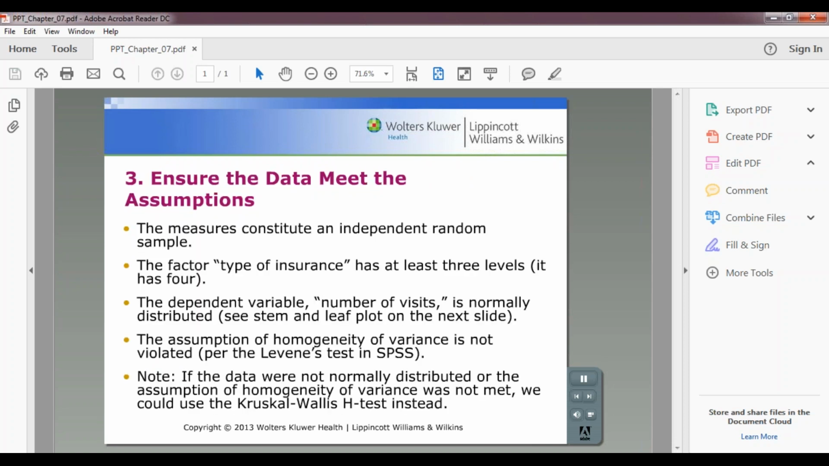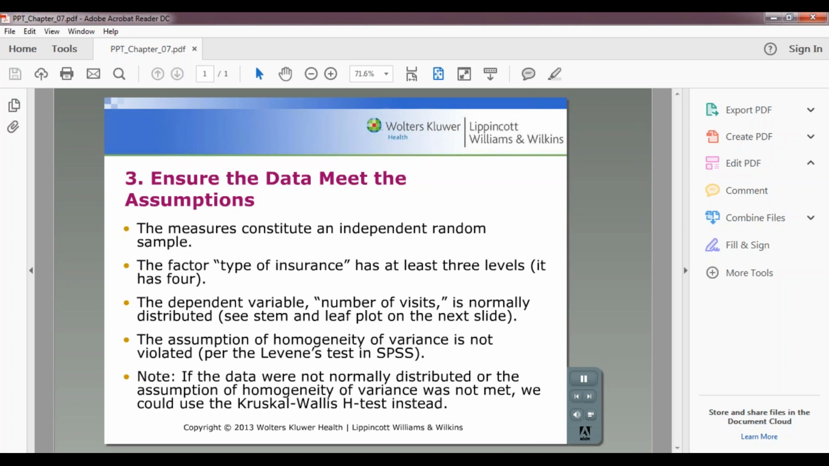So we'll move forward. We'll look at our assumptions. We're going to assume a couple of things, and this is up to the researcher in the initial aspects of collecting the data. Does the data collected constitute an independent random sample? That's done through sampling procedures. The factor, which is also our grouping variable, type of insurance, has at least 3 levels, and in this case it has 4. The dependent variable, also known as our outcome variable, our characteristic of interest.